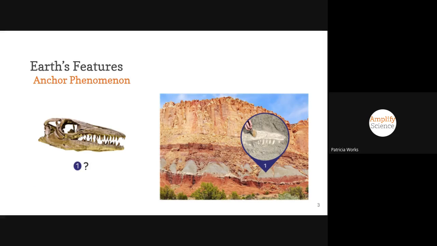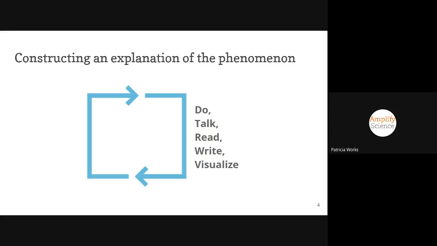Students find a rocky outcrop in Desert Rocks National Park that has rock layers and a fossil in it. They work to figure out what the environment of the park was like in the past and why it has so many visible rock layers. As they work through the 4 chapters, they gather evidence from multiple sources by doing, talking, reading, writing, and visualizing.